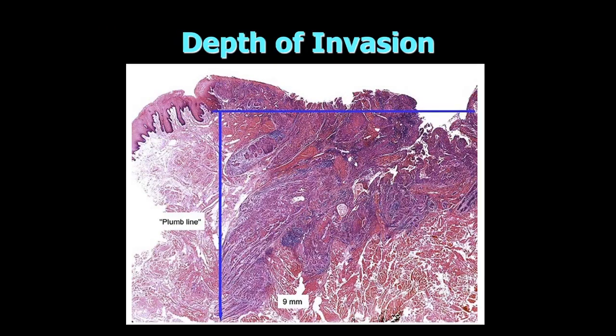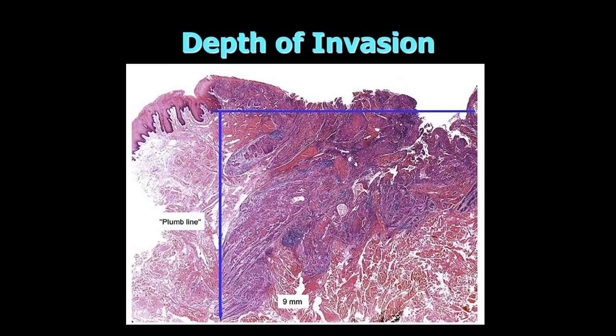And the depth of invasion is a histologic concept. So basically, you are meant to draw a perpendicular or plumb line from the adjacent normal basement membrane to the deepest part of the tumor. This, however, is not necessarily the same as tumor thickness.